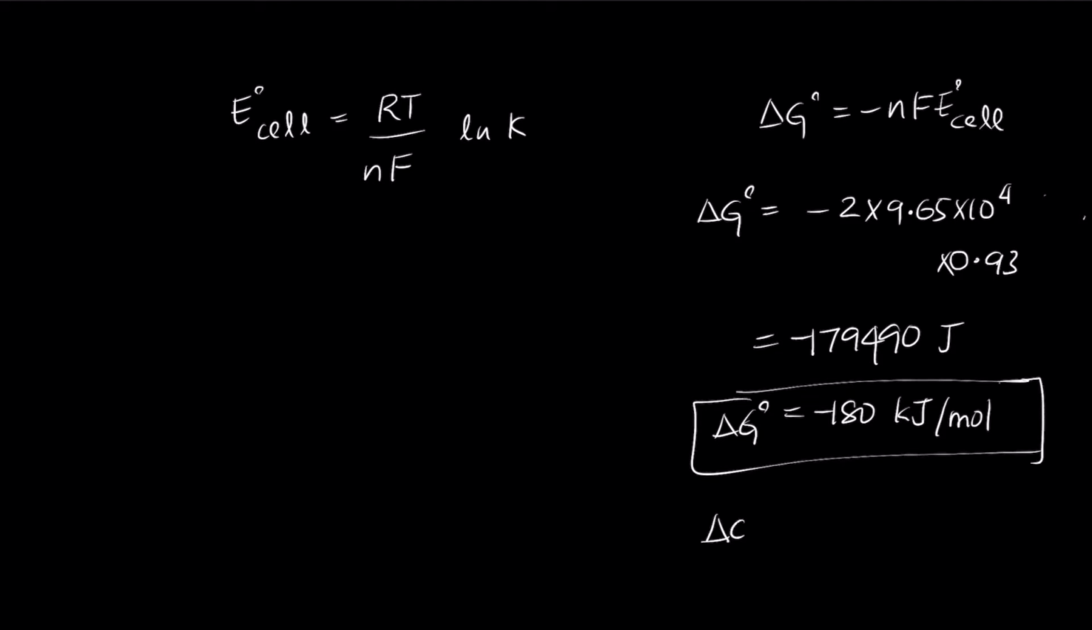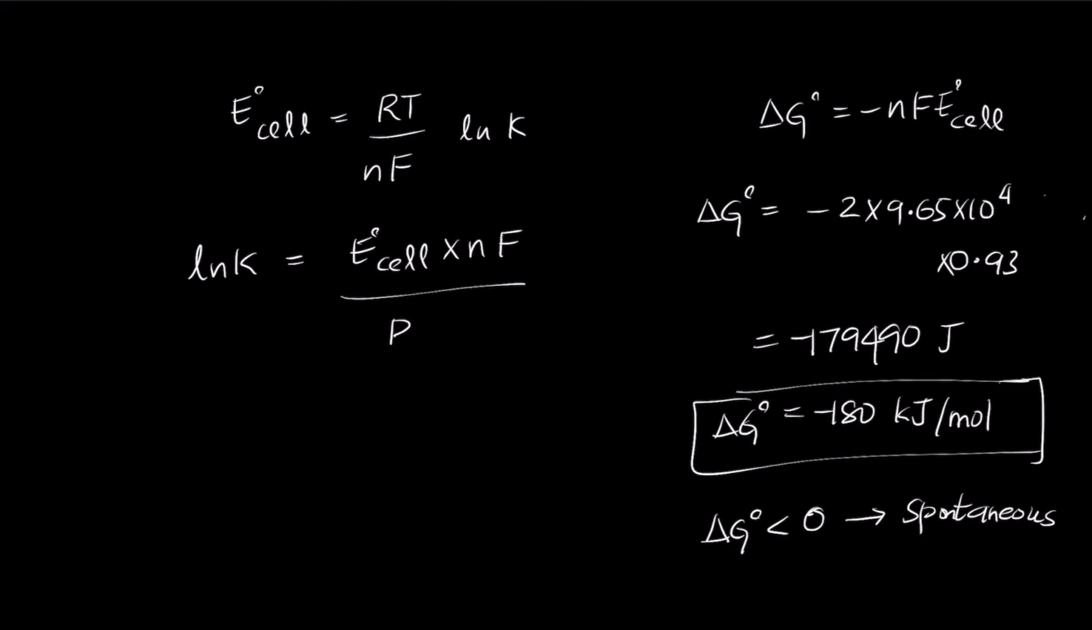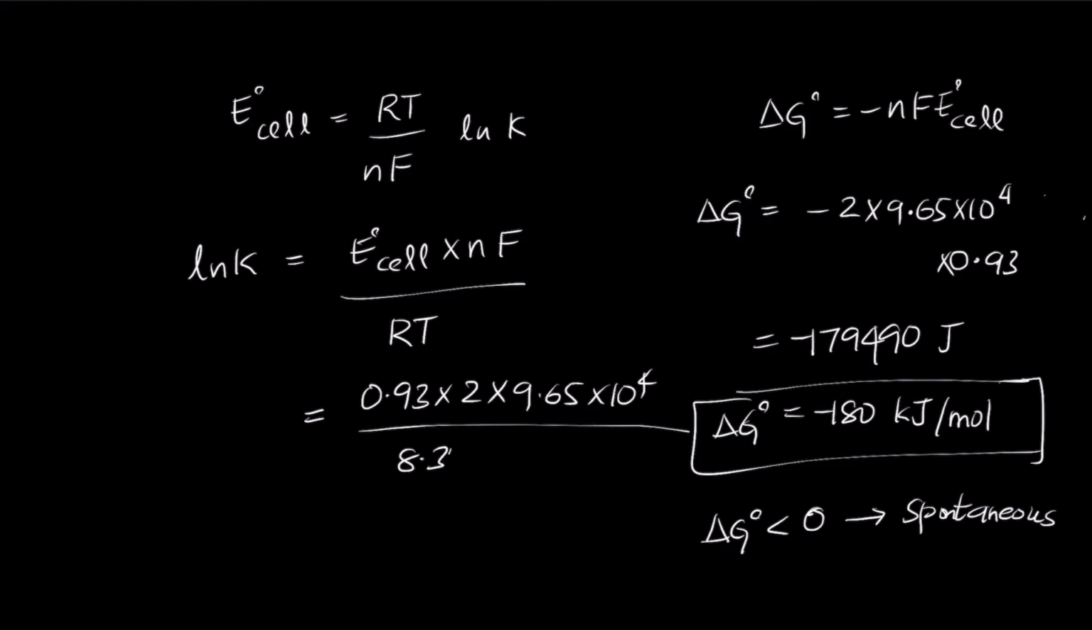So we conclude that, since delta G is less than 0, this is a spontaneous reaction. Next we'll calculate the K value. From this we can write that ln K equals E of the cell times NF over RT. E of the cell times NF is basically equal to negative delta G, which is 180. So write down the value right here: 0.93 times 2 times 9.65 times 10 to the power of 4, divided by R, which is 8.314, times the temperature given, 298.15.